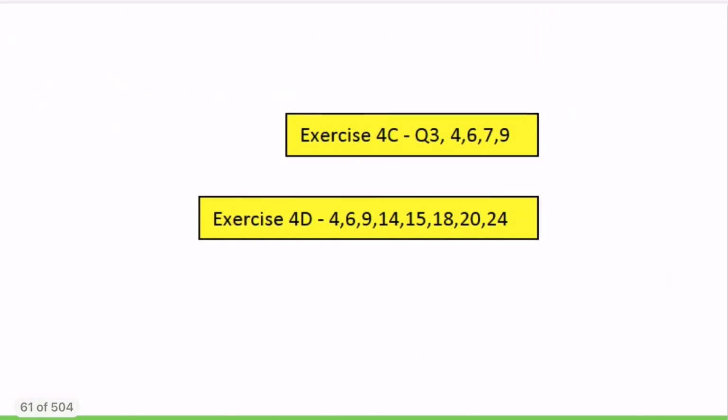And that is the end of these exercises. So now you can complete exercise 4C and 4D.